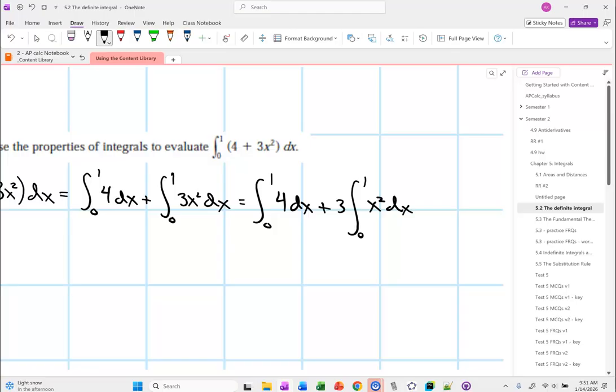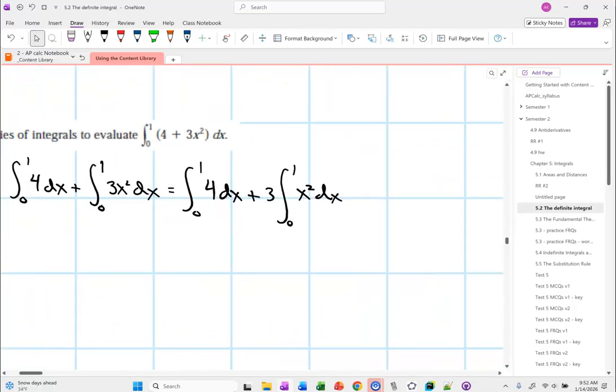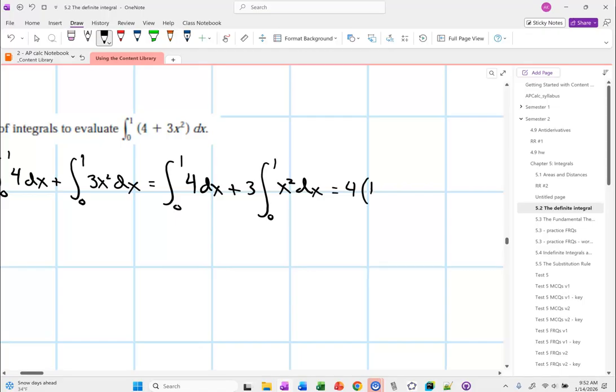Can we factor out dx? Well, dx isn't something that's multiplied. It's like the close of a parenthesis. So this is like start, close. You can do something with this, would be what I would look at. Yeah, we can do this, right? So I'm going to have 4 times 1 minus 0. And look, we knocked out one integral right away, just using properties.